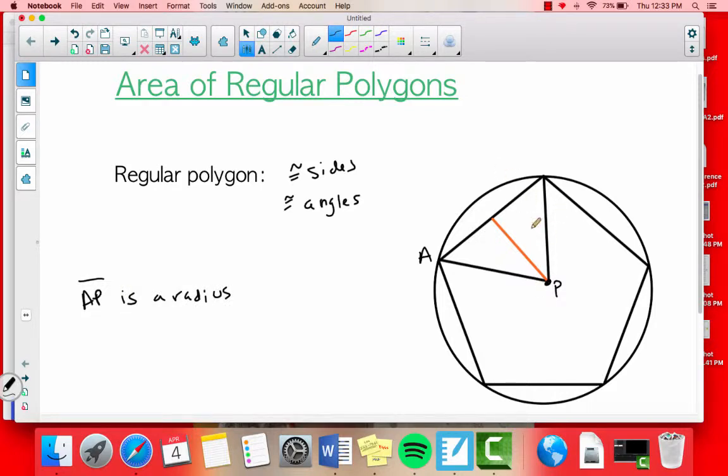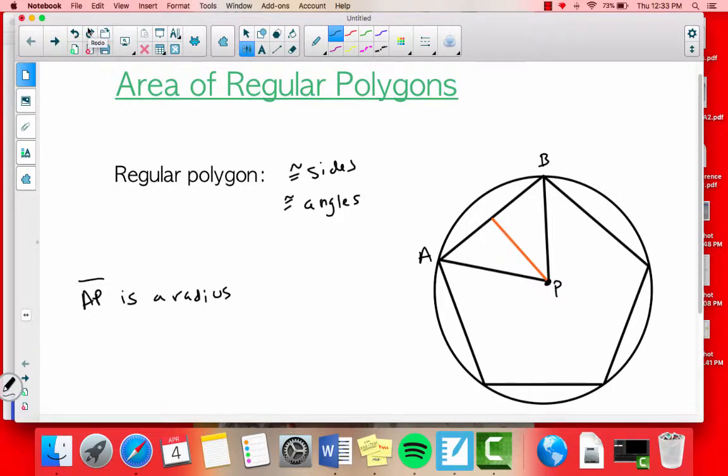We're going to also have another radius from B to P, and you can draw a radius from any corner of the pentagon to the center. So I could draw something from here, here, or here, and all of those are going to be congruent lengths. That's just because we know from a circle that all radii are going to be congruent, all right?